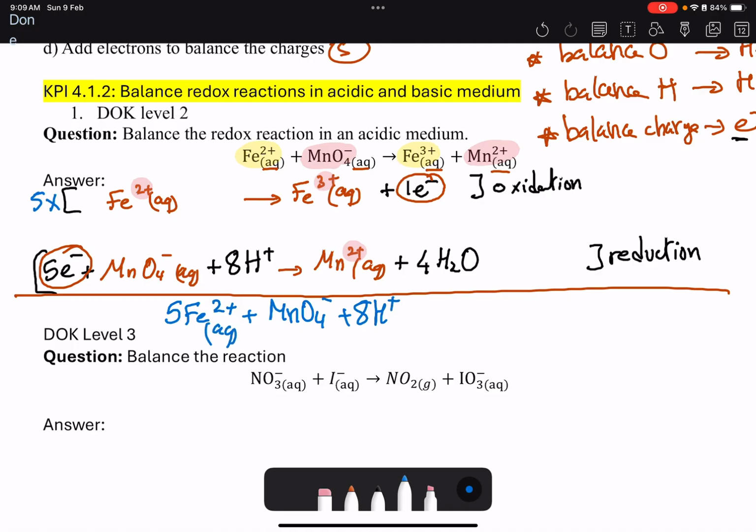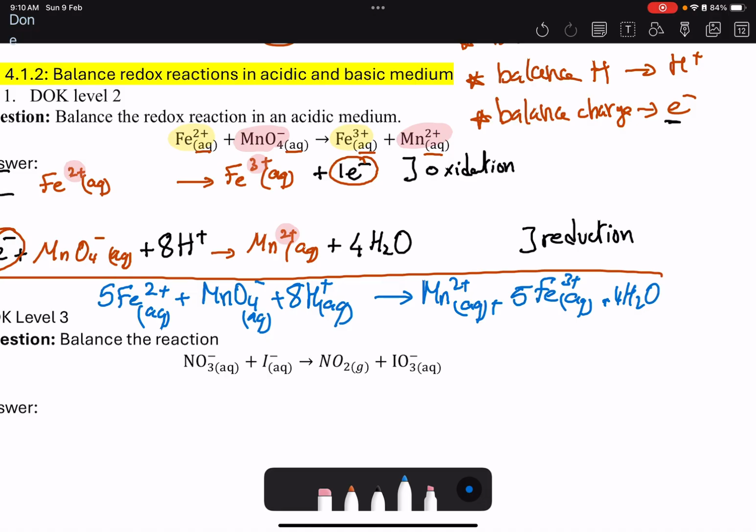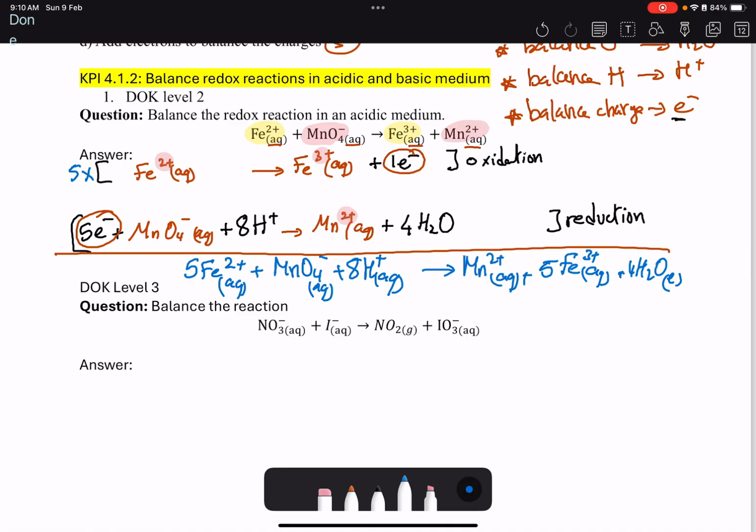Of course, I can't forget the aq. Will give me Mn2+ and 5Fe3+ aqueous and 4H2O liquid. And that is the final balanced equation in acidic medium.